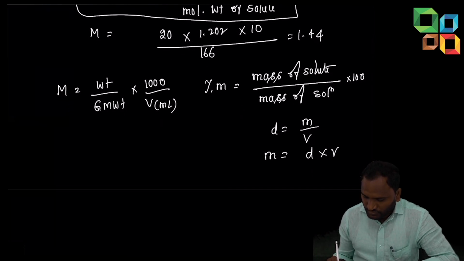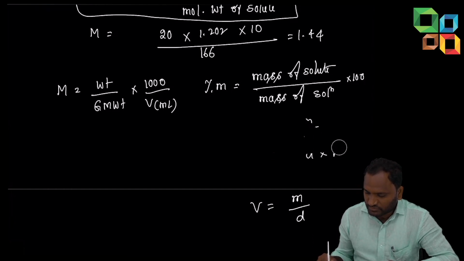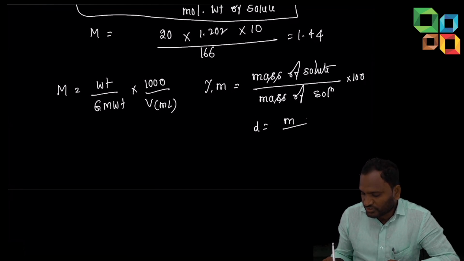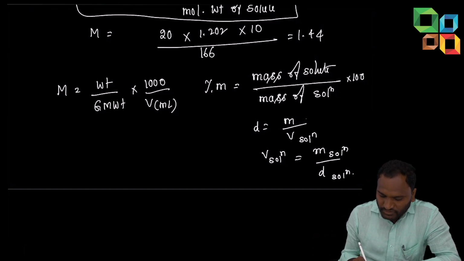Otherwise, V is equal to M by D. This is better instead of V. Density of solution is equal to mass of solution by volume of solution, isn't it? So now volume of solution is equal to mass of solution by density of solution. Substitute this term here.